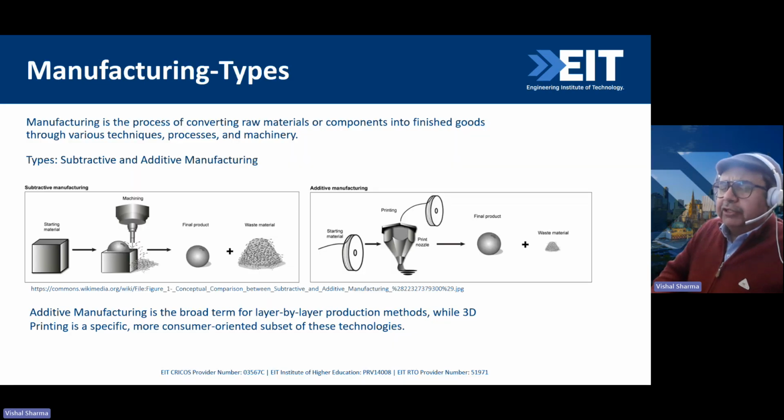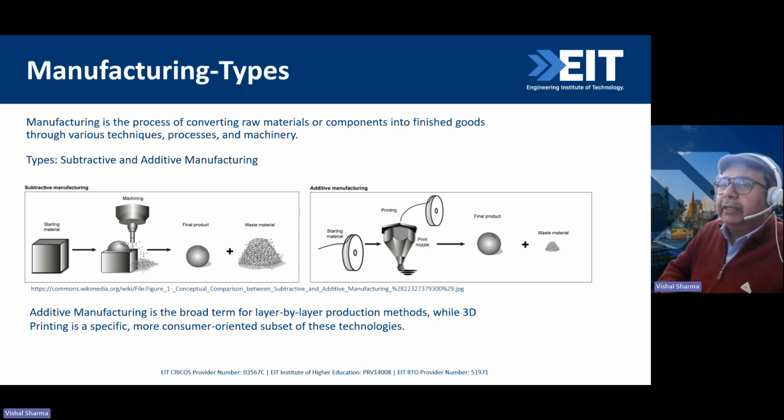Now coming to manufacturing, what is manufacturing? Manufacturing is the process of converting raw material into finished goods using various techniques, processes, and machinery. So manufacturing in general, we can categorize in two types. First one is called subtractive manufacturing. The other one is additive manufacturing. Now, what is subtractive manufacturing? The conventional way of doing is subtractive manufacturing.